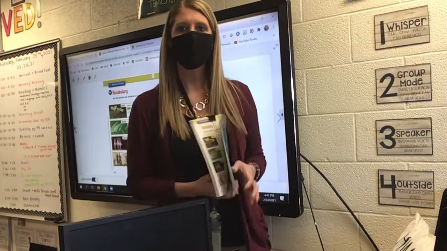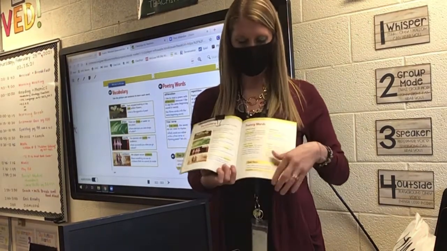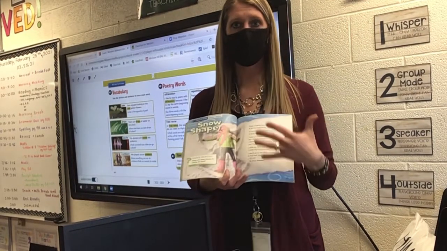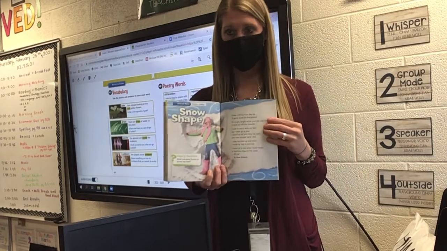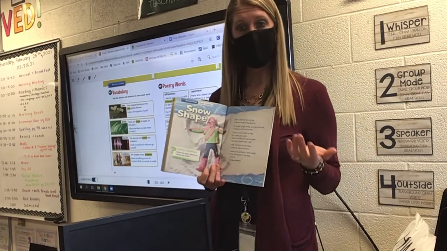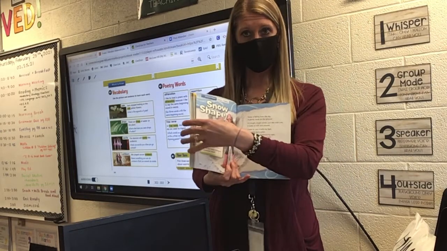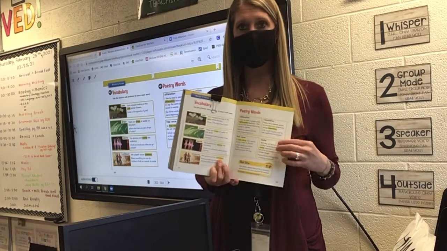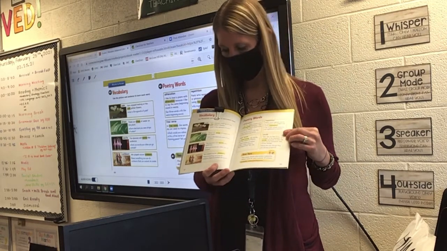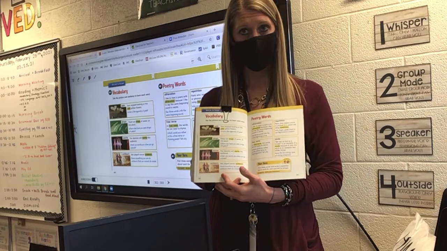Second graders, today in our Wonders book, we are going to be on our last shared reading story, which is actually, the genre is poetry. So we will read these poems in just a minute, but before we do that, I would like you to get out your Wonders book and open it up to page 302.